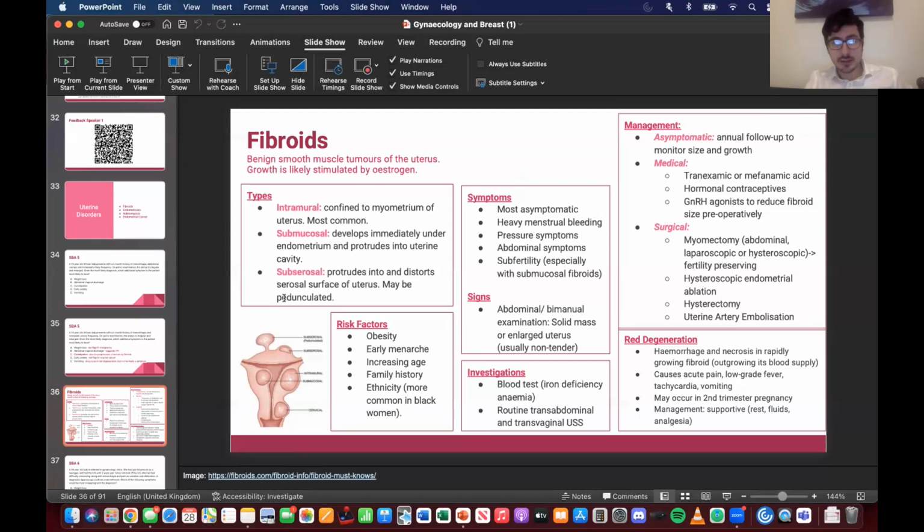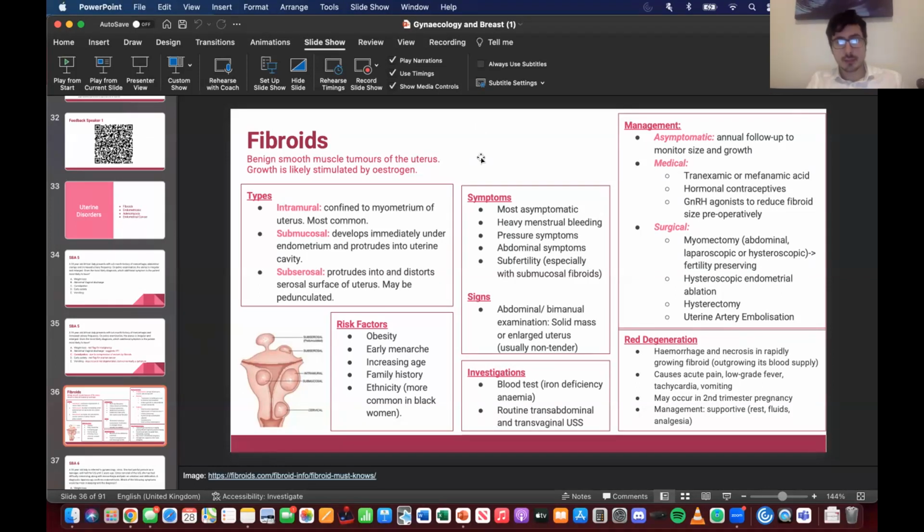What are some risk factors? Ethnicity is an important one, which the SBA stem tried to get at. It's more common in Black women. In fact, 50% of Black women develop a fibroid compared to 20% of white women. So in SBAs where they are showing common situations, that's often a giveaway. Other risk factors can include family history, increasing age, early start of periods, and obesity.